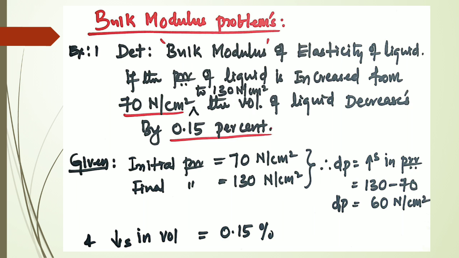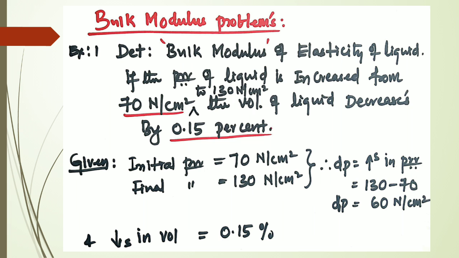If the pressure of the liquid is increased from 70 Newton per centimeter square to 130 Newton per centimeter square, the volume of the liquid decreases by 0.15%. So the pressure increase is given, and the decrease in volume is also given, in terms of percentage.